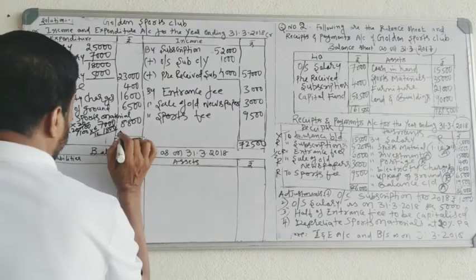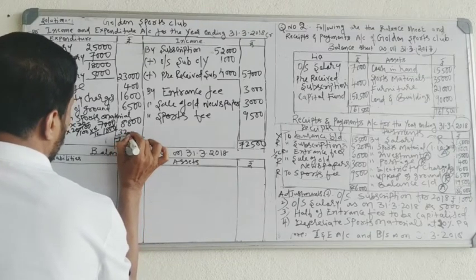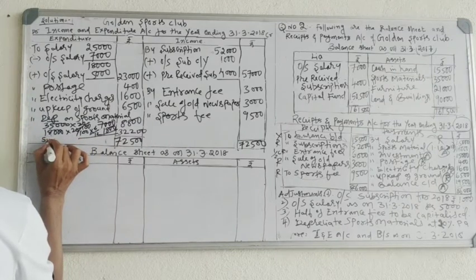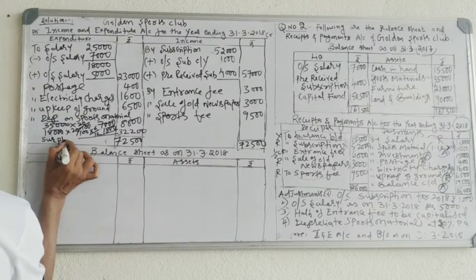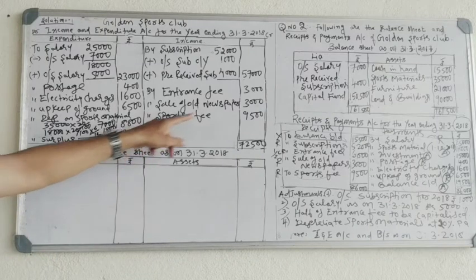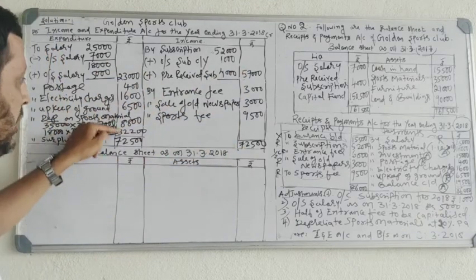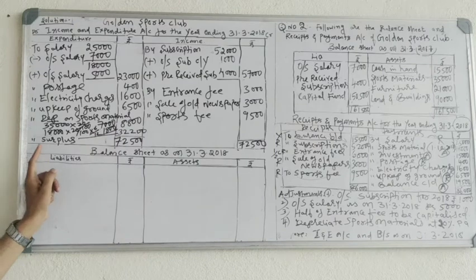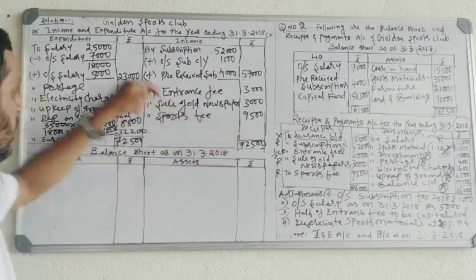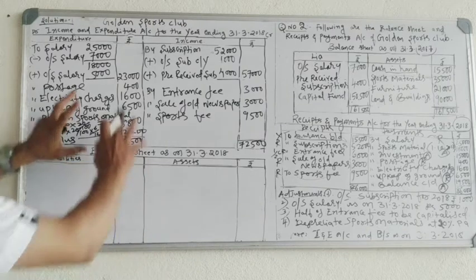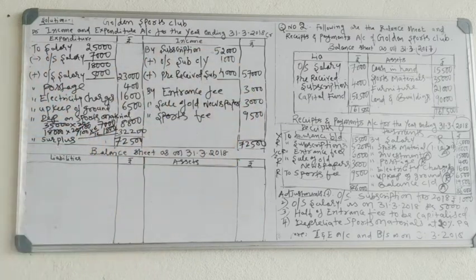If you deduct, then you will get 32,200. Difference, 32,200. This is called surplus. Why is it called surplus? Because incomes were more than expenditure. The difference between income and expenditure is surplus or deficit. But in this problem, incomes were more, expenditures were less. So the difference amount is a surplus. So you got the surplus from the income and expenditure account.